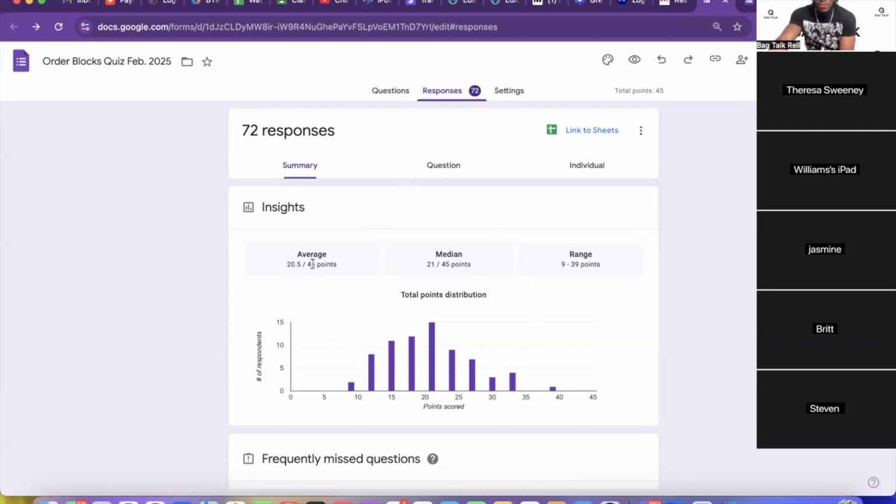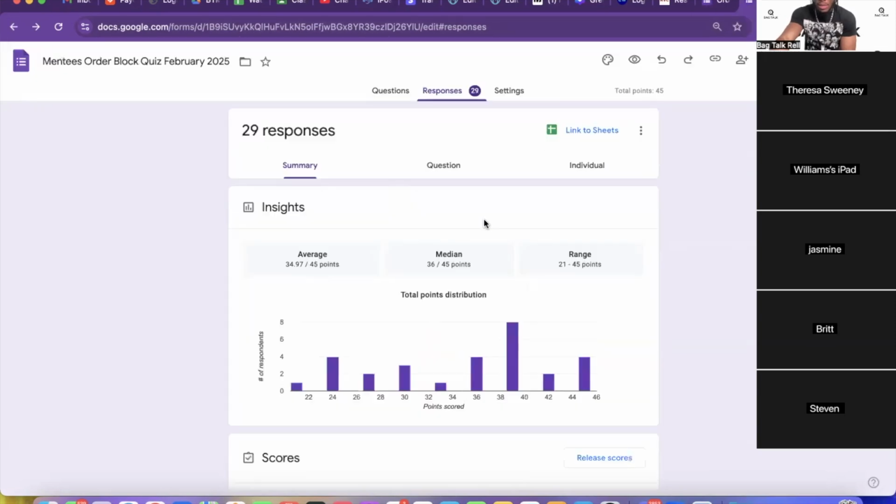But just to show you the difference, this is a group that's never heard me teach order blocks before. The average score is a 20. Then I gave the exact same quiz to my mentees, and the average score is a 35 out of 45. The highest number of people, 8 out of the 29, got a 39 out of 45. Each question counts for 3 points, so they got 2 wrong. So out of 15, most people got 13 out of 15, and 4 people got a perfect score. You can see the range is different.